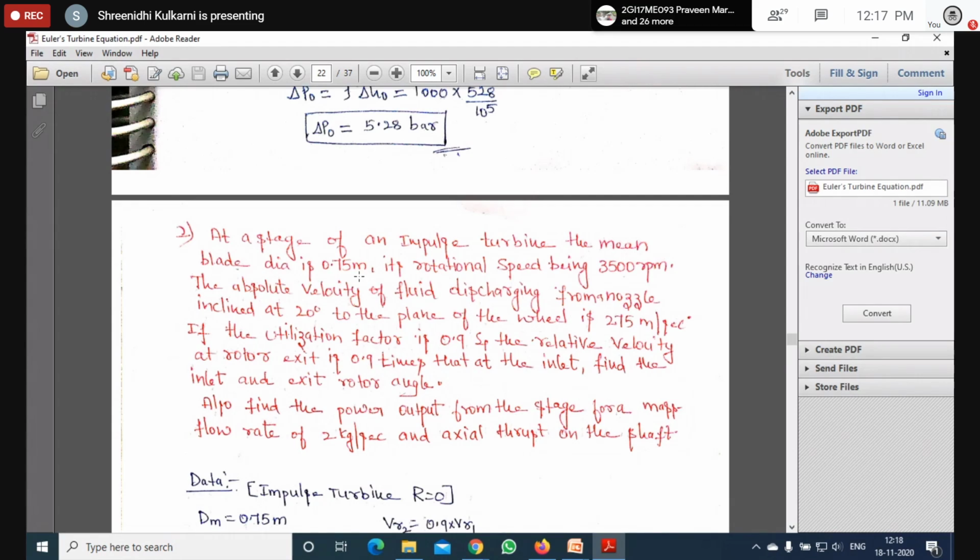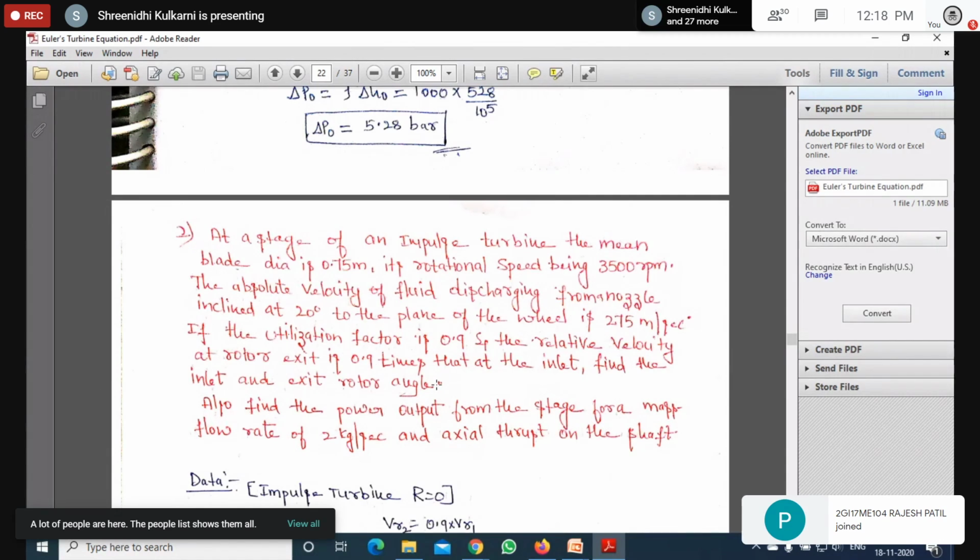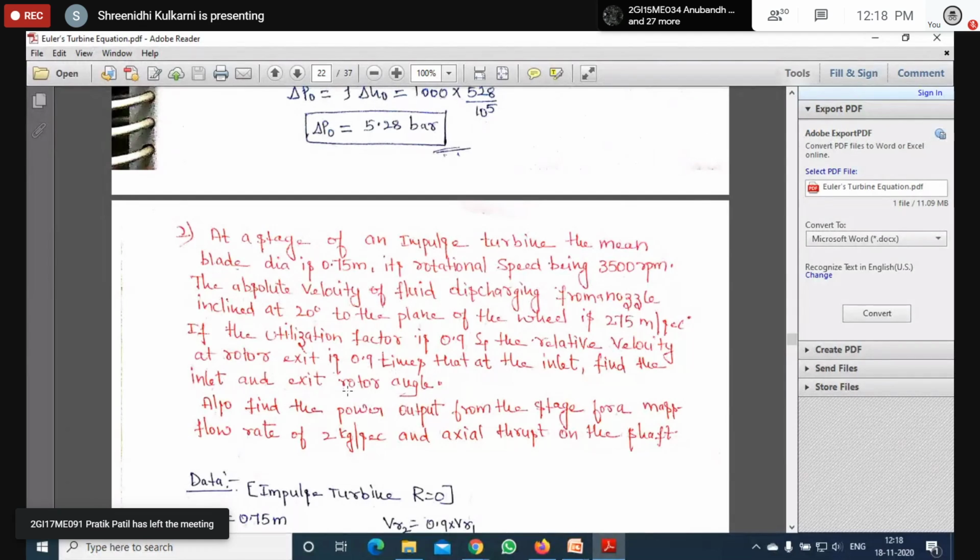So they given the diameter as 0.75 meter and the speed being 3500 rpm. The absolute velocity of the fluid discharging from the nozzle, so this means alpha 1 is 20 degree to the plane of the wheel. It is an absolute velocity V1, so it is 275 meter per second. And utilization factor, that is epsilon 0.9, and relative velocity Vr2 is equals to 0.9 Vr1. So we have to find out beta 1, beta 2.